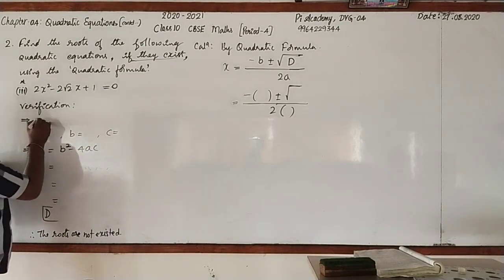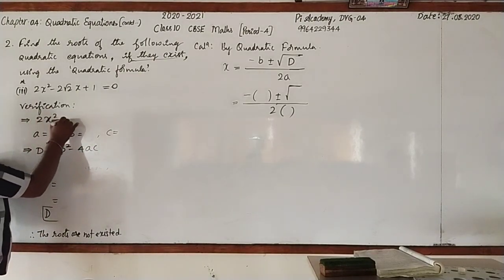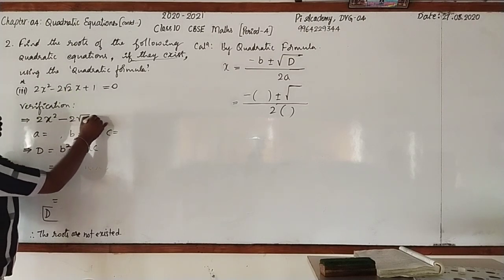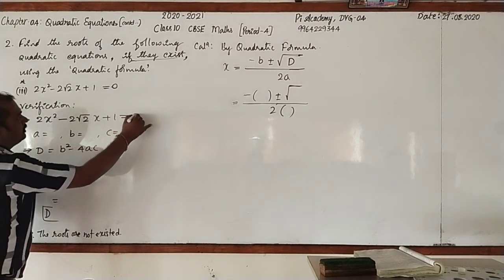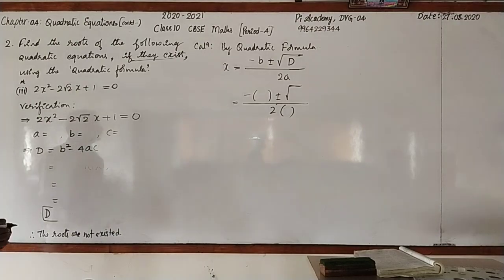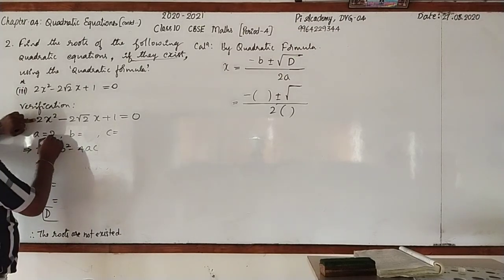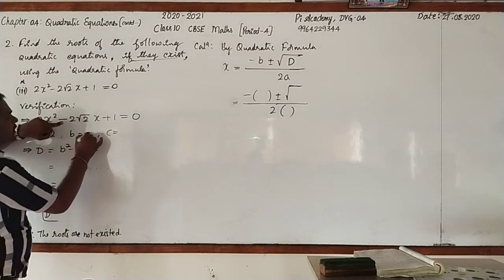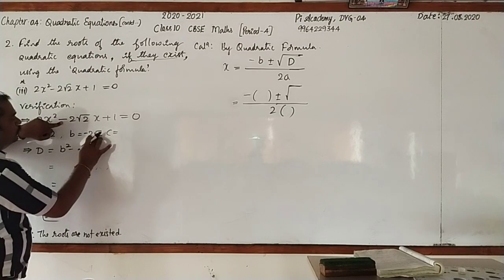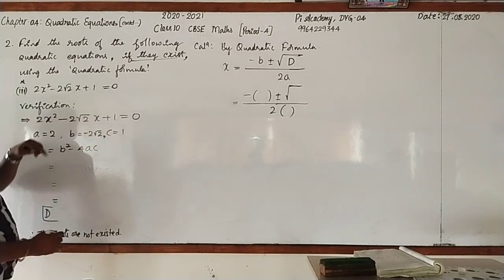And write the equation. It is 2x square minus 2 into root 2x plus 1 equal to 0. It is in standard form. That is ax square plus bx plus c is equal to 0. Then what is a? It is 2. b is minus 2 into root 2. What about c? This is 1.